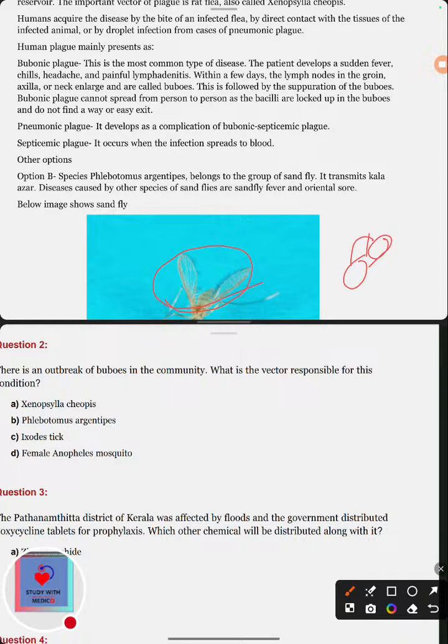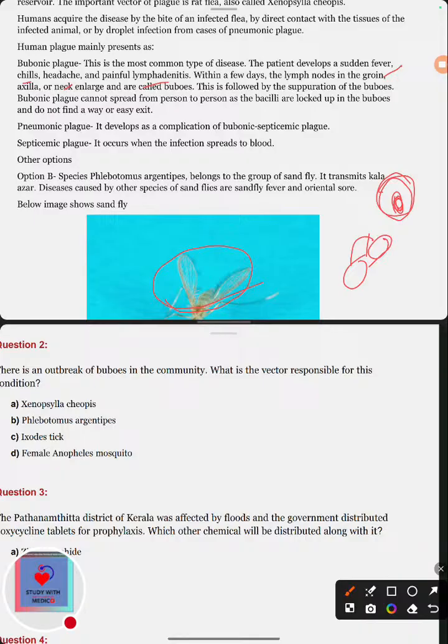Bubonic plague is the most common type of the disease. The patient develops a sudden fever. What are the symptoms? The patient will have fever, chill, headache, and painful lymphadenitis. Lymph nodes will be swollen, inflamed, and painful. Within a few days, the lymph nodes in the groin, axilla, or neck enlarge. They become very big. It is called buboes. This is followed by suppuration of the buboes.